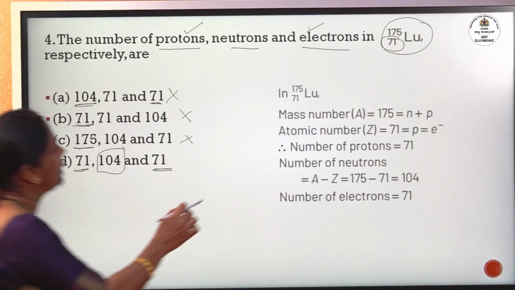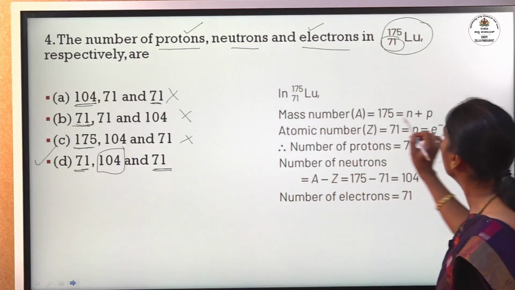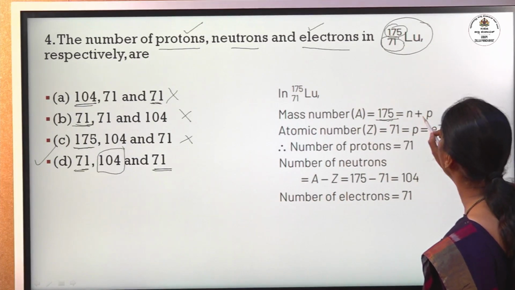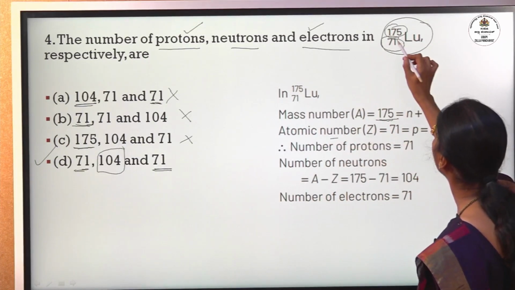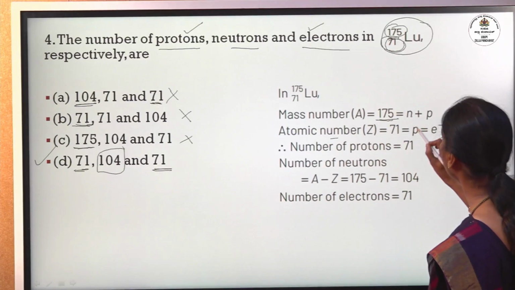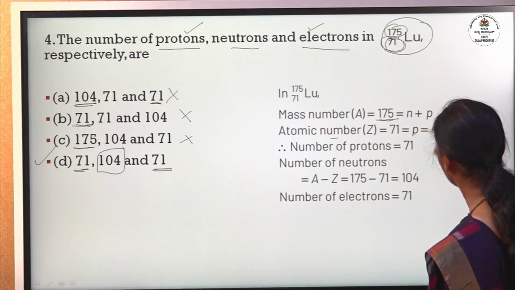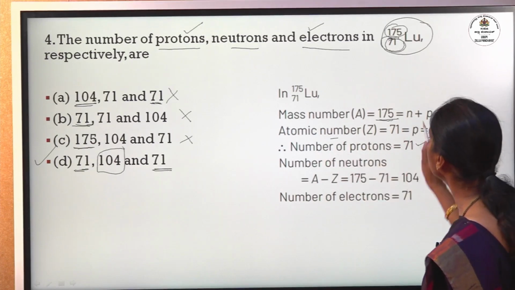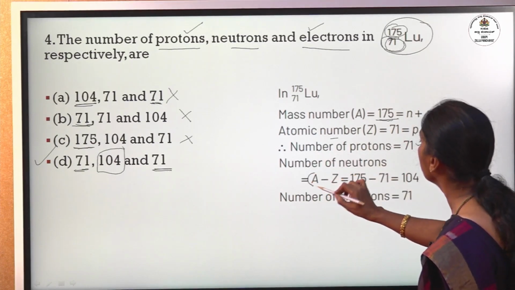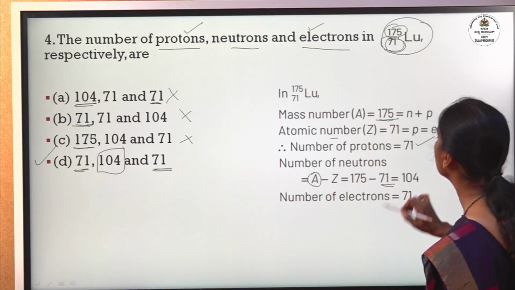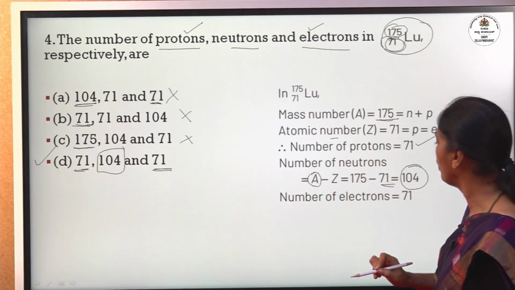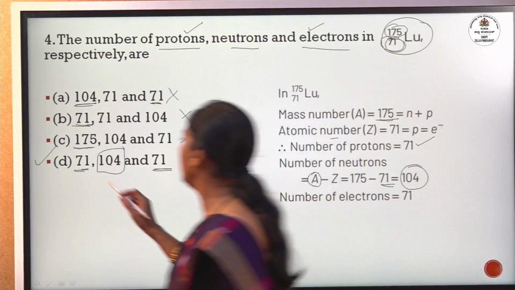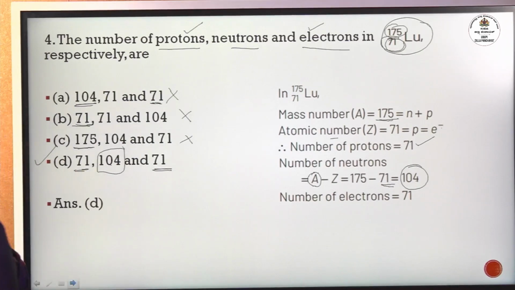So calculations if you want. Mass number is, this is mass number 175, which is number of neutron plus proton. Atomic number, this is atomic number Z, 71. Proton number is equal to electron number, both same. Number of proton is 71, number of neutron is A minus Z. A is 175, Z is 71, so number of neutron is 104. We have 104 in the middle, so that is the correct answer.